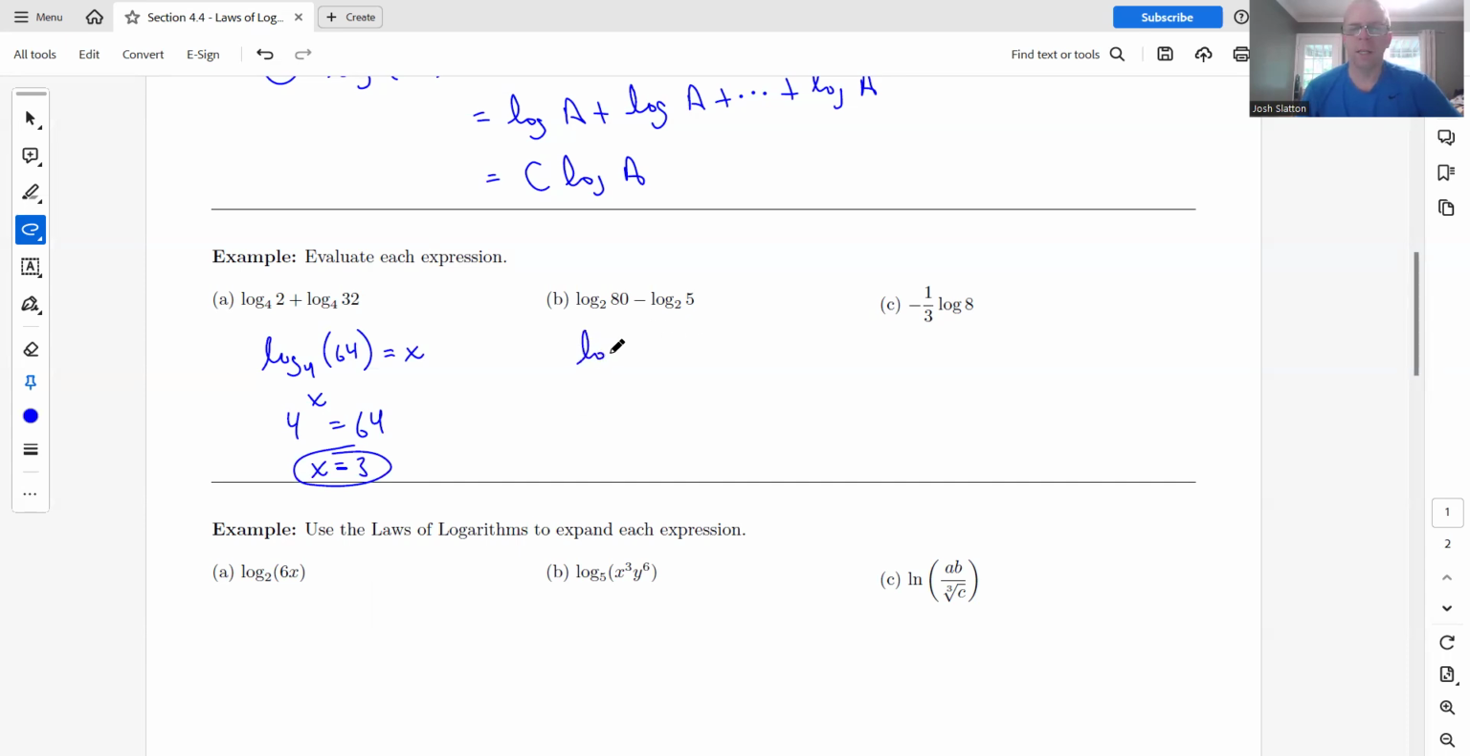All right, so B, we have log base 2 of 80 minus log base 2 of 5. So 80 divided by 5, which is log base 2 of 16. So 2 to what exponent would equal 16? That would be 4. Then C, we're going to use property 3, so we'll bring the negative 1/3 up as an exponent.